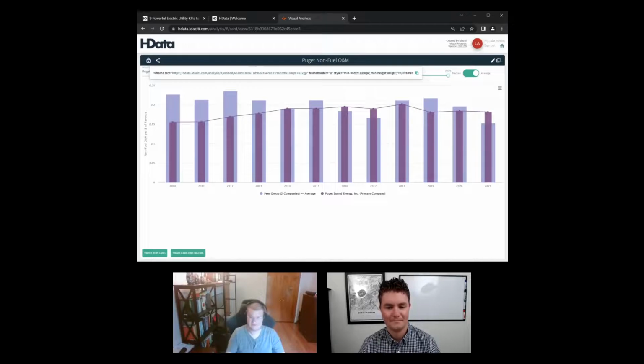So you don't have to recreate these visualizations every time a new annual filing comes in or an annual filing is resubmitted and the data changes. It all happens on the back end for you. So you don't have to do anything. You just got to embed it and you're done.